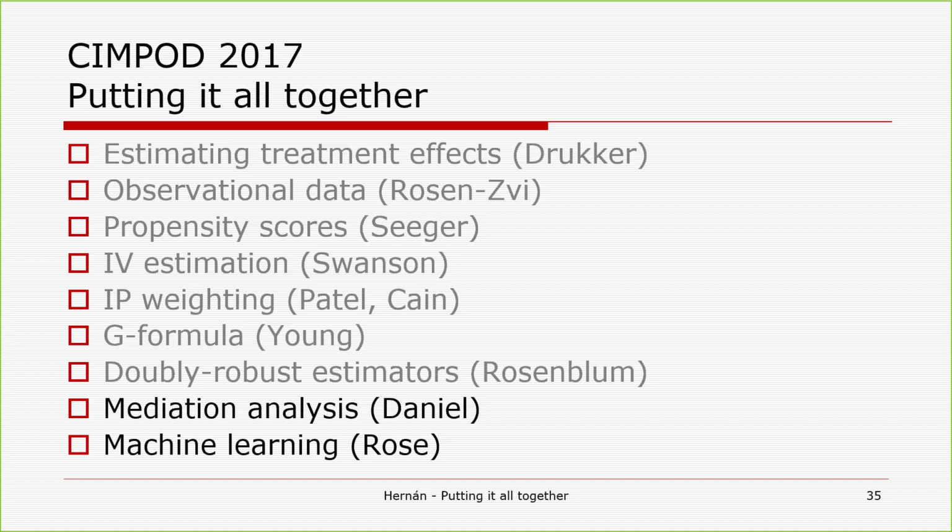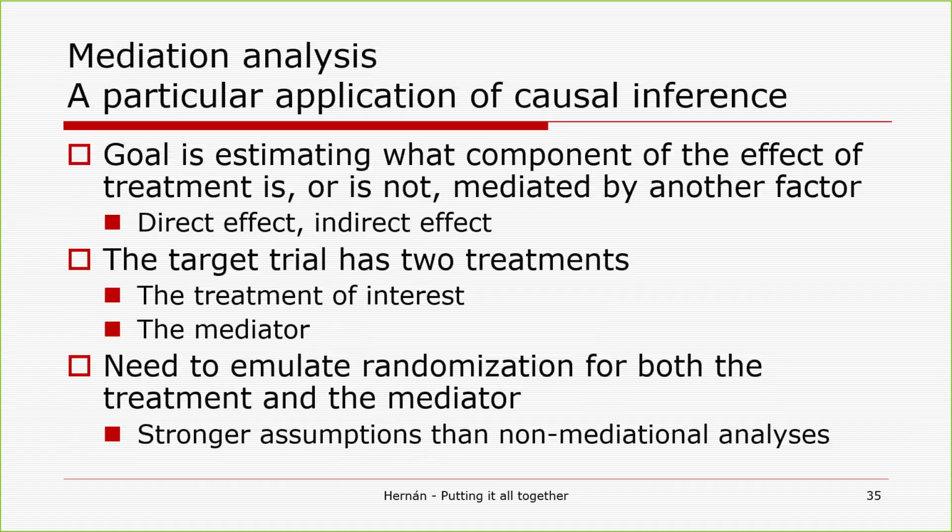Then there were also a couple of symposiums on mediation analysis. Mediation analysis is really just a particular use of these methods. The goal is not to estimate the total effect of a treatment, but to estimate the effect of a treatment that is mediated through some factor, or that is not mediated through a factor. So here we are trying to do a target trial with two treatments: one is the treatment of interest, and the other is the mediator. Everything that I said so far about having to adjust for confounding and use the right method all applies to mediation analysis.